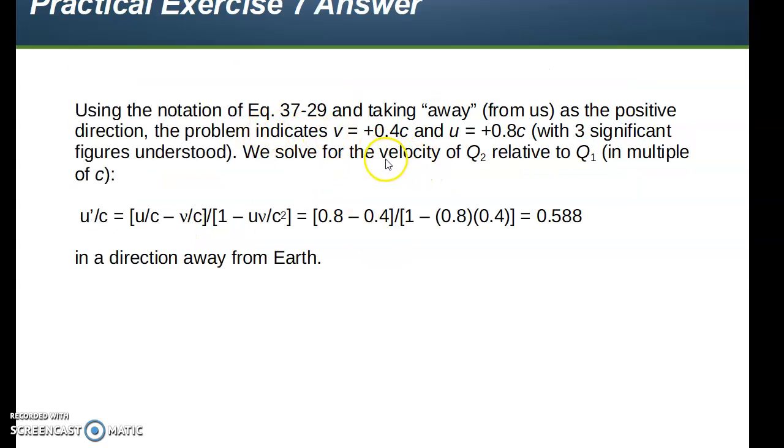So using that equation that we have, it's always going to be in a positive direction. So v is 0.4, u is 0.8, both of them times the speed of light, with three significant figures understood. We saw the velocity of Q2 relative to that. So we put it into that equation that we had before. It's 0.8 minus 0.4, over 1 minus 0.8 times 0.4. And so it equals 0.588c in a direction away from Earth. That's what is observed from position number 1.